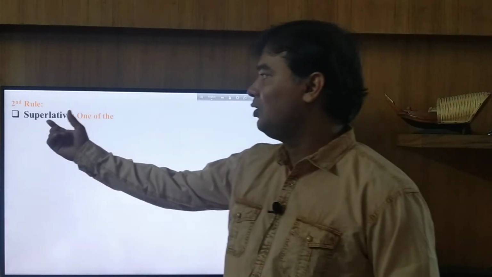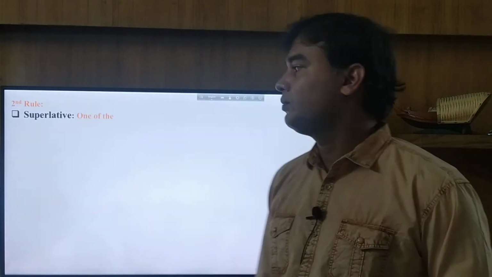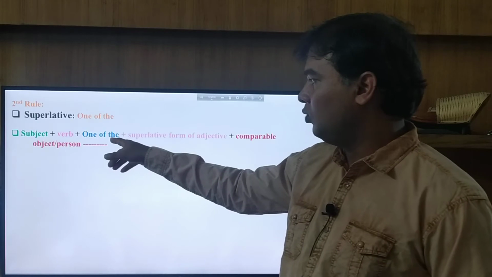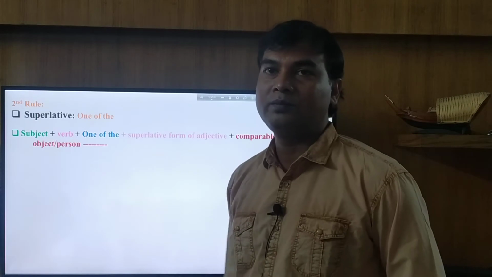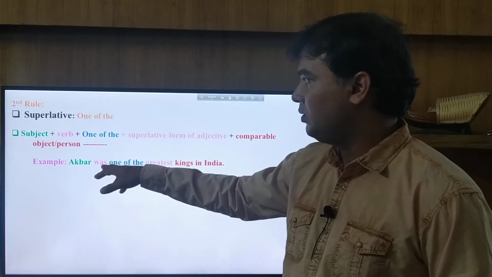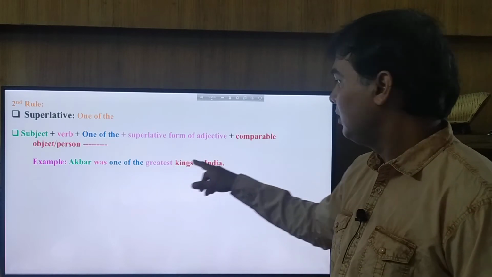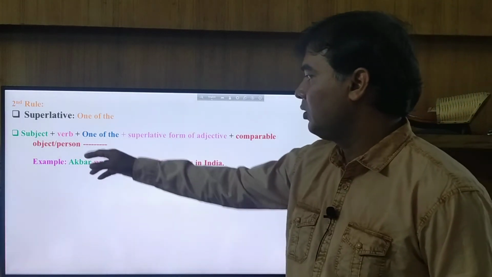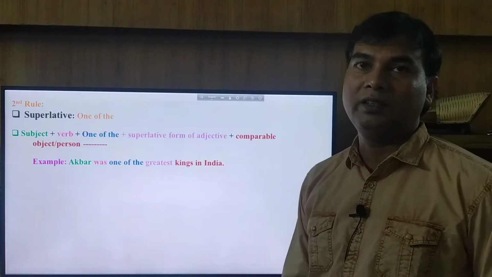Now the second rule: if you find "one of the" in superlative form, then the basic structure would be subject, then verb, then "one of the", then superlative form of adjective, then comparable object or person. Here you see the example: Akbar, subject, verb was, "one of the", then superlative form of adjective greatest, then comparable object or person, kings in India. So: Akbar was one of the greatest kings in India.